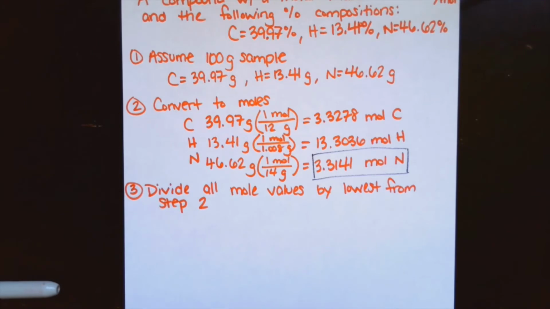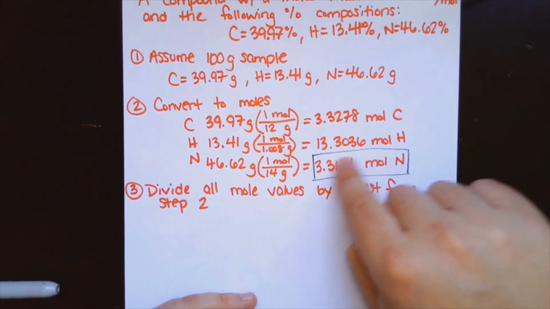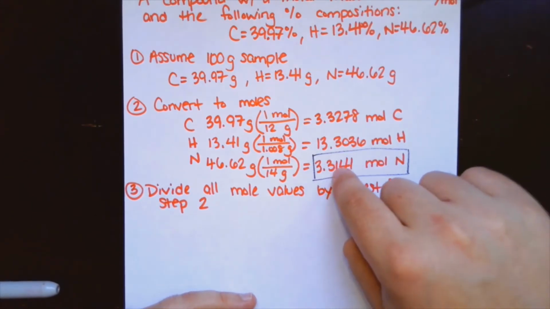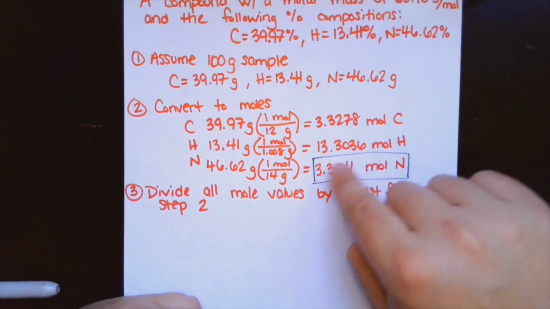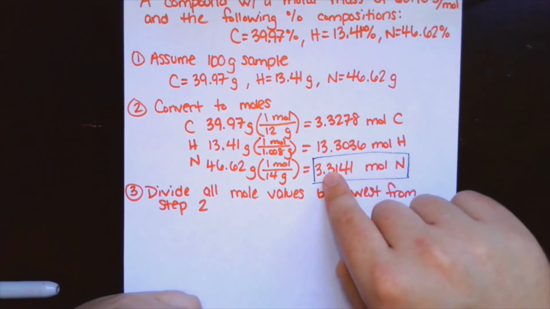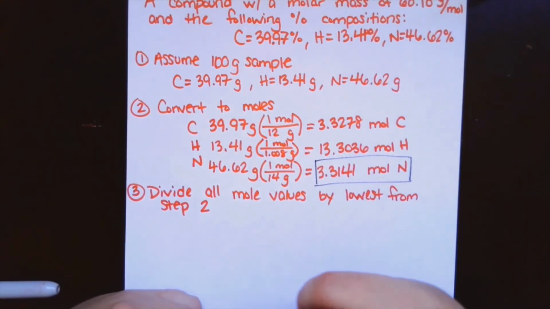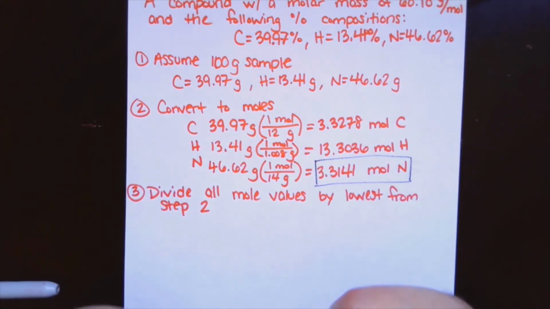Why do we do that? Well, again, right now we're trying to figure out the empirical formula. So we're going to get ratios from these, and it's going to guarantee that the ratio for the smallest amount of moles is 1, which will inform us about what our empirical formula is, right?